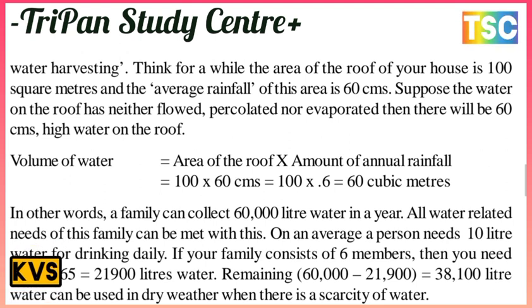You know that this calculation is very easy. There are 6 family members, each person consumes 10 liters daily, and there are 365 days in the year. Multiplying these gives 21,900 liters of water, used by one family only. The remaining is 60,000 minus 21,900, which is 38,100 liters of water that can be used in dry weather when there is scarcity of water. This is the most important calculation for you.